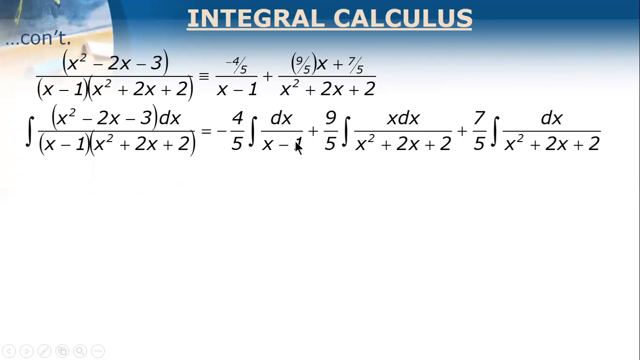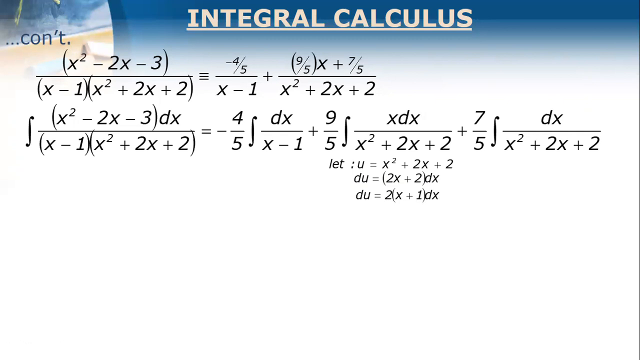For the first term, this is simply ln of x minus 1. But for the second term, if this is our u, x squared plus 2x plus 2, our du is 2x plus 2 dx, or if you factor out 2, it's x plus 1 dx. The problem is we only have x in the numerator. So how are we going to simplify the second term so that we will have this one, x plus 1 in the numerator?